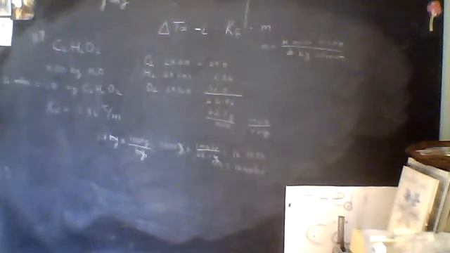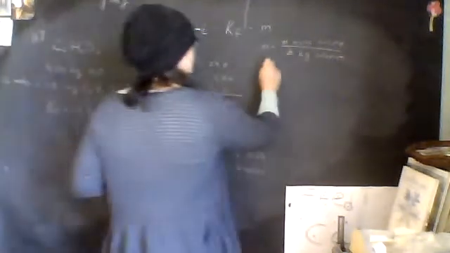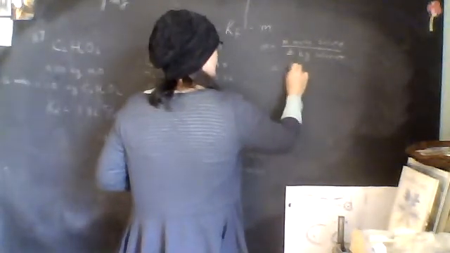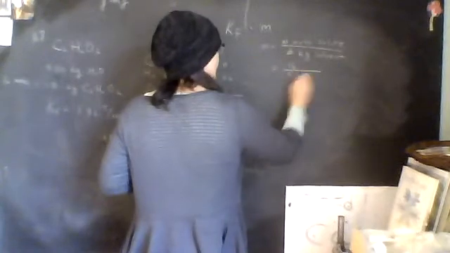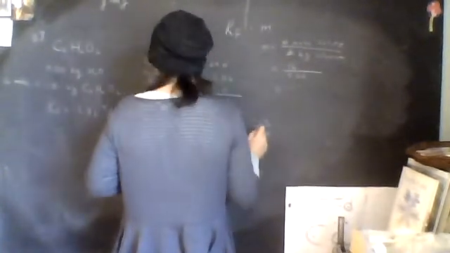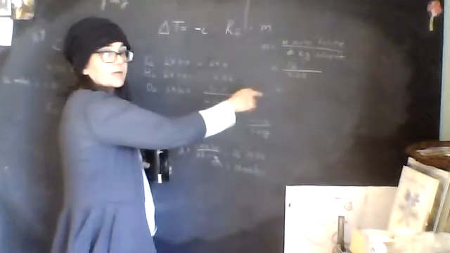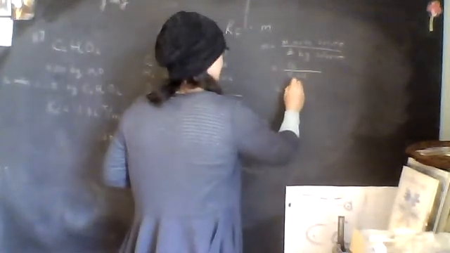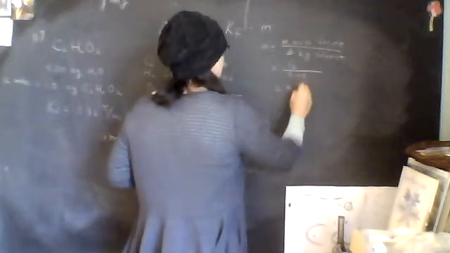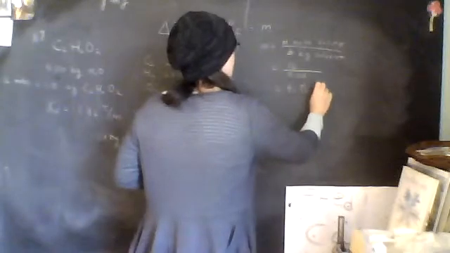Now we can figure out the molality. We're going to divide 16 moles by the kilograms of solvent, which is 4.00. The 4.00 is 3 significant digits, and 16 is 2 significant digits, so it's reported as 4.0 molality.